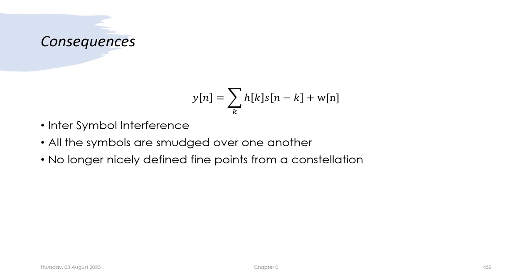Fine. So, these are some terms that are associated with the wireless channel, and this results in inter-symbol interference. All the symbols are smudged over one another and they are no longer nicely defined points from a constellation.